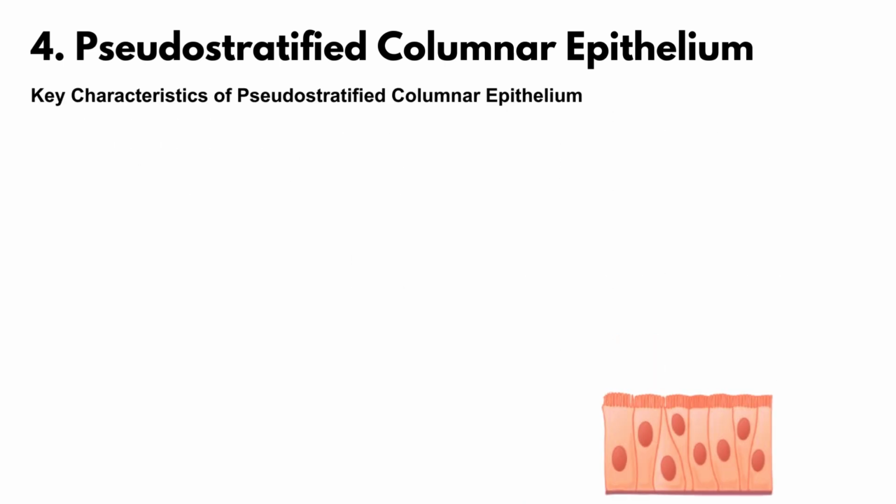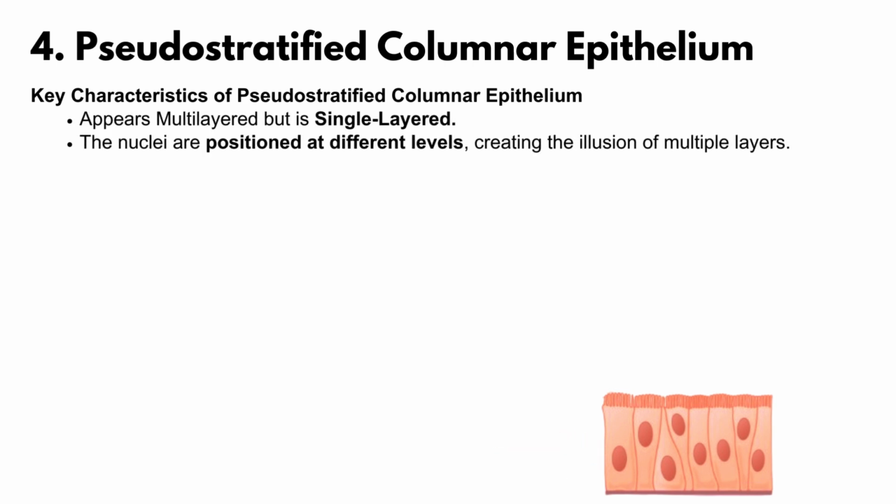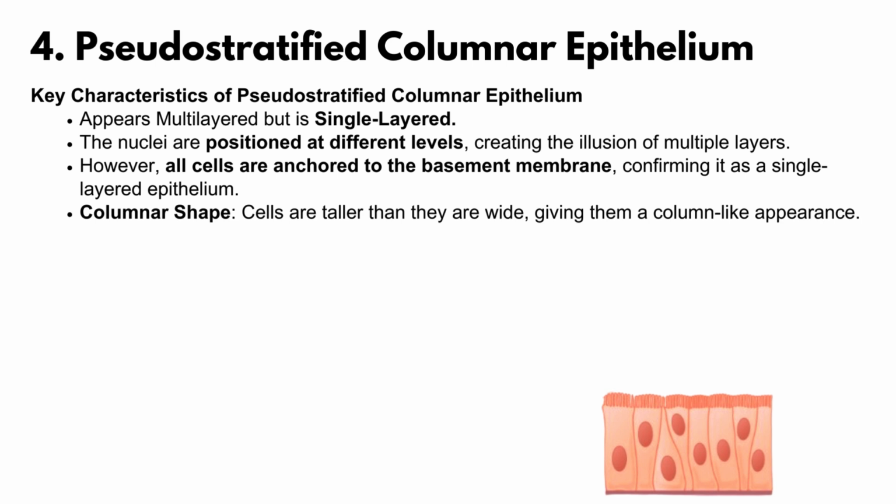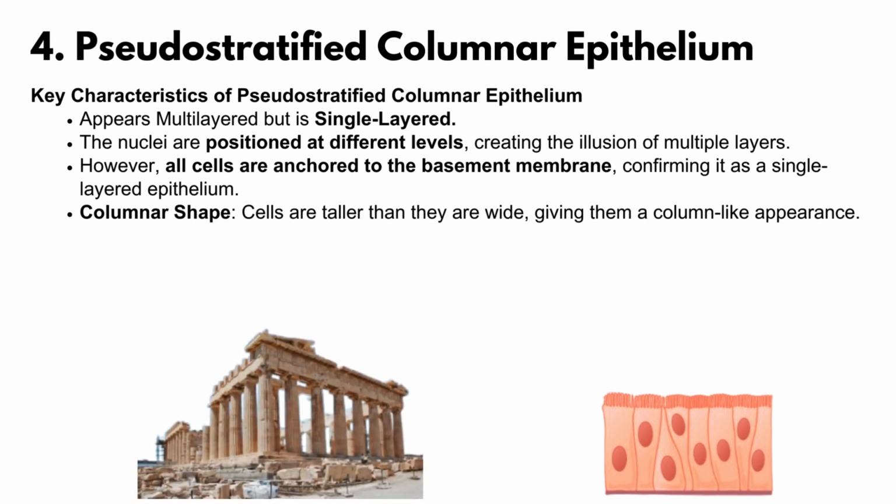Key characteristics of pseudostratified columnar epithelium. It appears multilayered but is single-layered. The cells are columnar with nuclei positioned at different levels. However, all cells are anchored to the basement membrane, confirming it as a single-layered epithelium. Cells are taller than they are wide, giving them a column-like appearance.